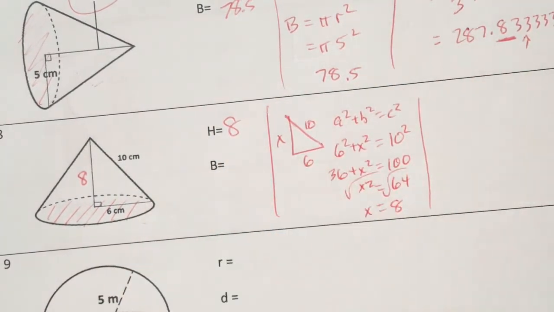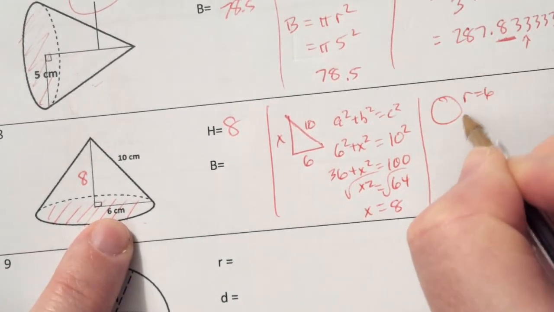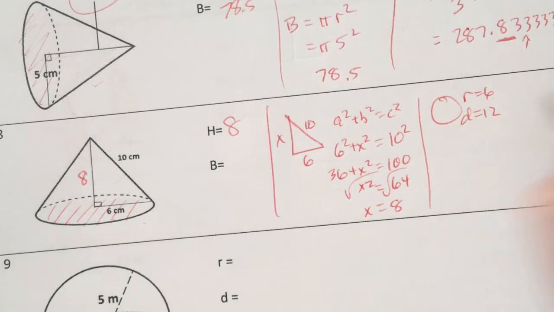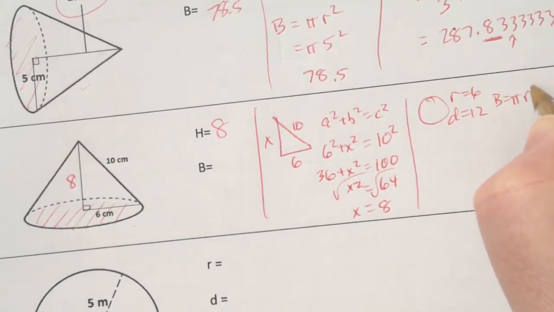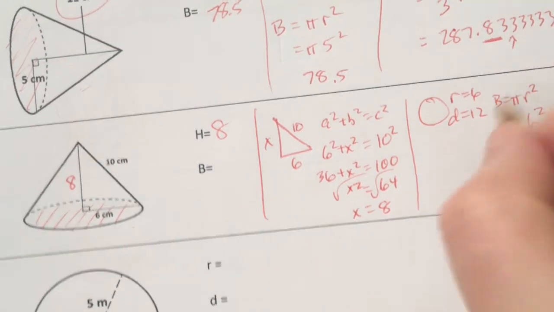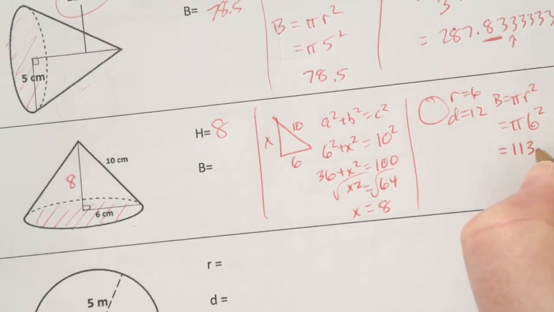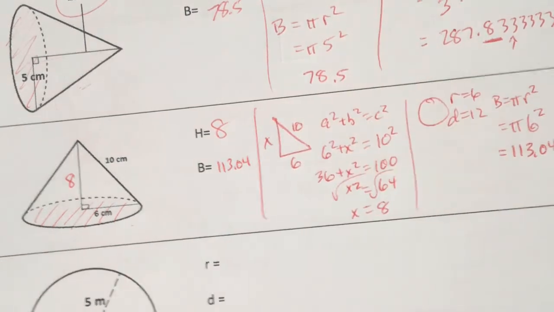All right, our base area is that circle, right? Where the radius is 6, so the diameter would have to be 12. So base area is pi r squared, because it's a circle, so that's pi 6 squared. So 3.14 times 6 squared, we pop out with 113.04. So that's our base area.